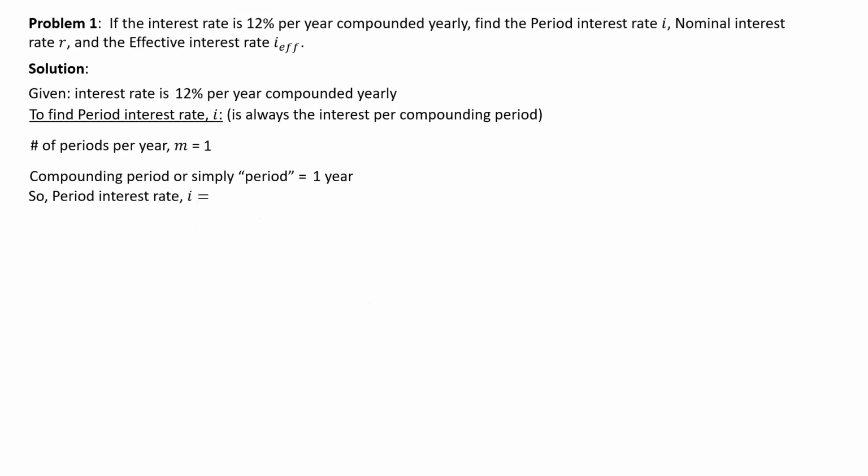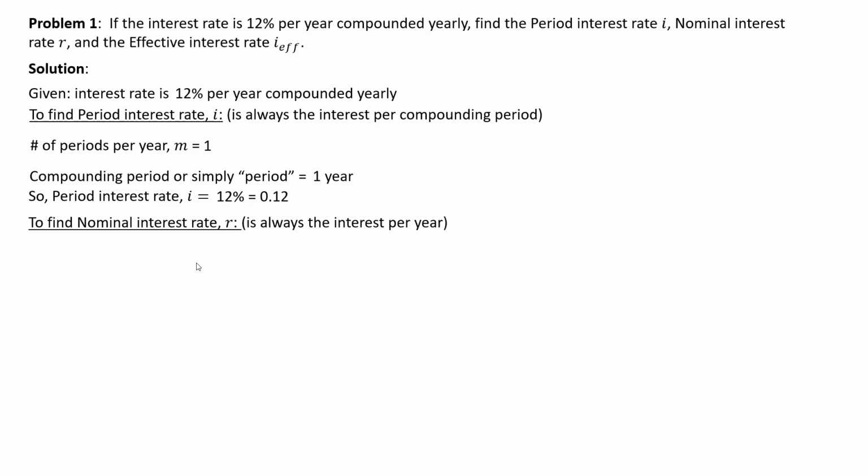So period interest rate I is what? We are already given that this is 12% per year and the compounding period is 1 year. So the answer is simply the 12% that was given, 12% per year, per period. So I is 12%, 0.12.